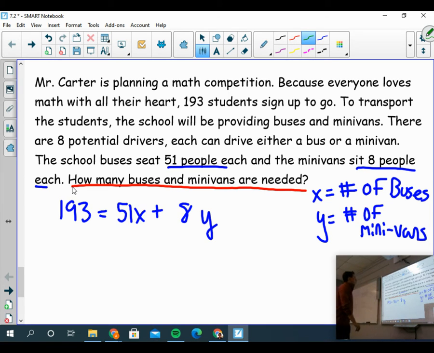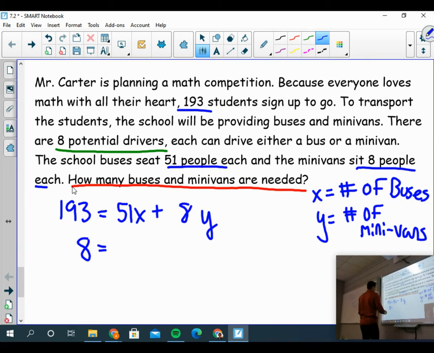Well, what could that other equation be about? Let's look at the pieces of info again. I've used most of them, but the one I haven't talked about yet is the 8 potential drivers. Again, this somewhat looks like a total to me. Why? Because I have 8 people driving the buses and minivans. I have 8 total drivers. How can these 8 drivers be split up? Some are going to be driving the buses and some are going to be driving the minivans.